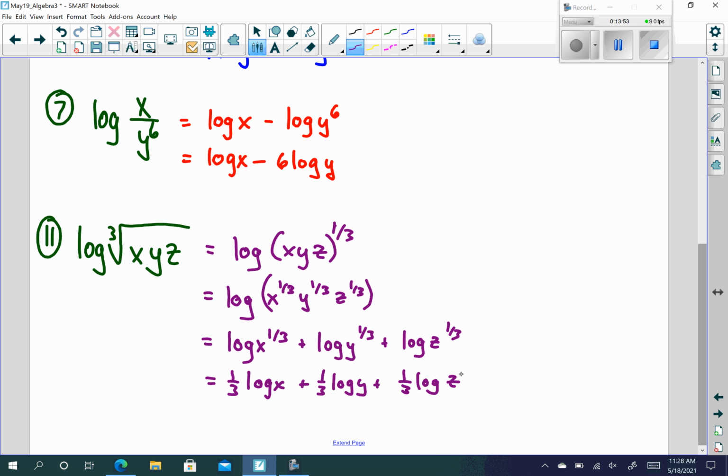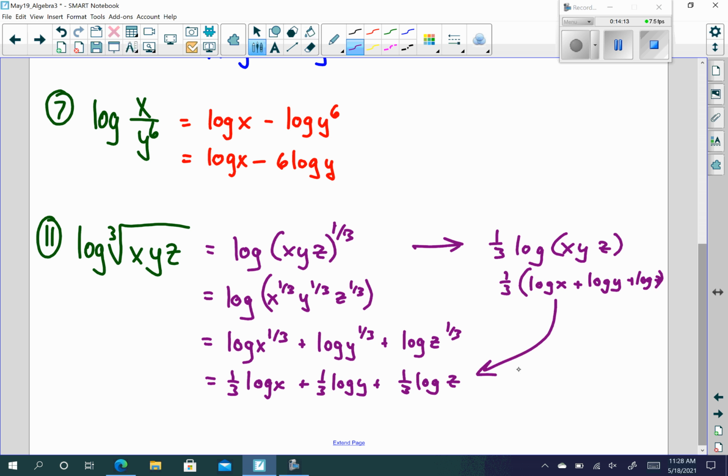So we could have done it this way, or we could have just put the 1/3 down in front here. And then this would become 1/3 times log x plus log y plus log z. And then if we distributed the 1/3, we would have got that final result. So there are a couple ways to do that.